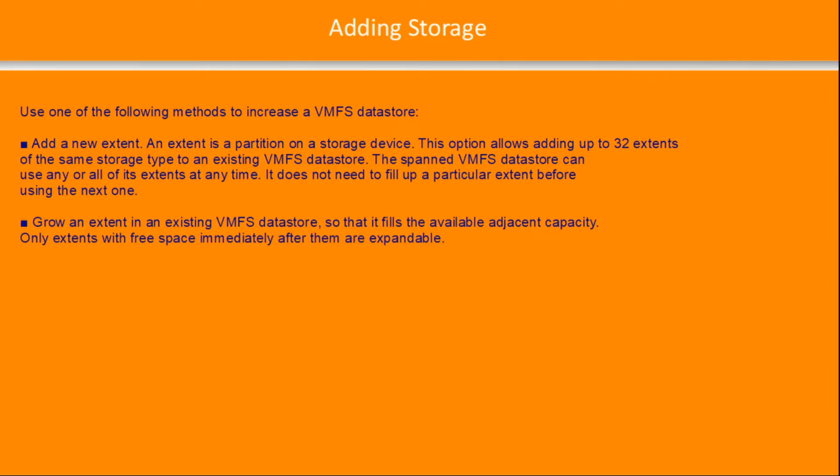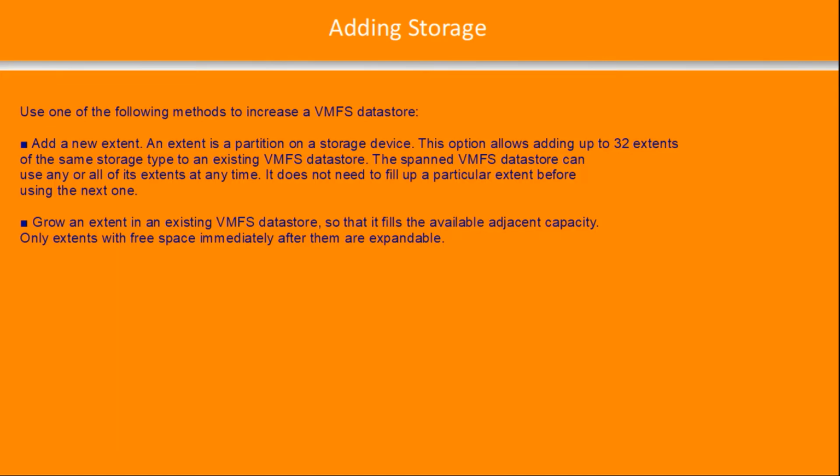The other two options allow us to increase or expand the size of an existing VMFS data store. We have two options. The first is adding a new extent. This allows us to add a new LUN coming from either iSCSI, local storage or Fiber Channel, and allows us to add up to 32 extents of the same storage type. That's one condition that we need to keep in mind.